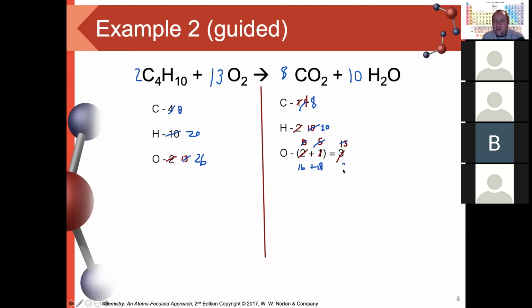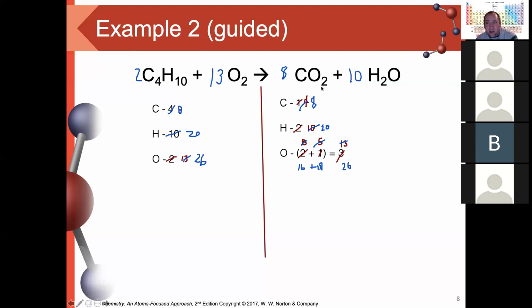So my grand total here is 26 for the oxygen, and I can look across: 8 carbons, 20 hydrogens, 26 oxygens. I've got a balanced chemical equation now. So, like I said, this is probably the more complicated kind of problem that you can get. I'm not going to say it's as complicated as it gets, because that's certainly not true. But in terms of ones that you can balance just by looking at them and following this kind of methodology, this is about as complicated as it gets.